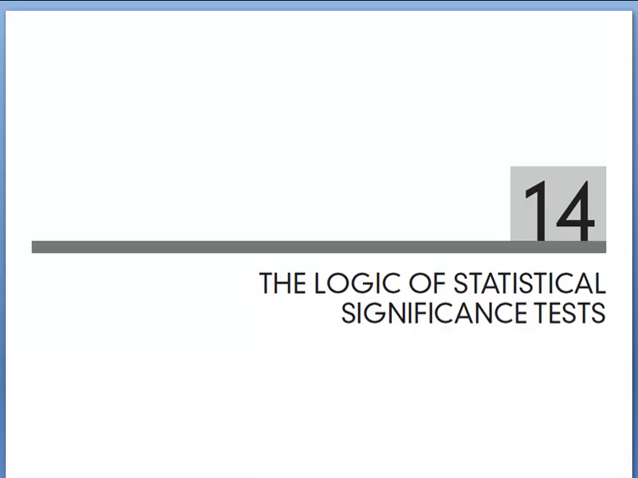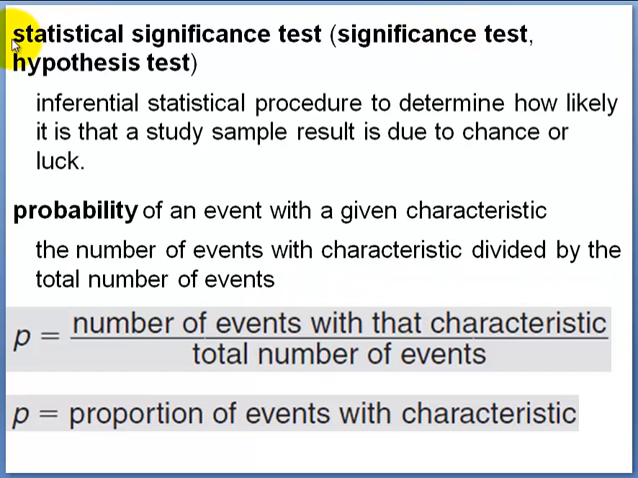Okay, we're on to chapter 14, and we're going to talk about the logic and theory that go behind statistical significance tests. A statistical significance test, also known simply as a significance test or as a hypothesis test, is an inferential statistical procedure conducted to determine how likely it is that a study sample result is due to chance, which is to say, to luck.